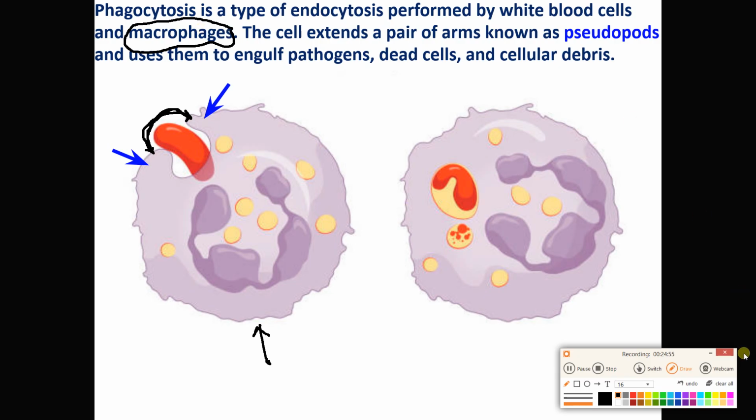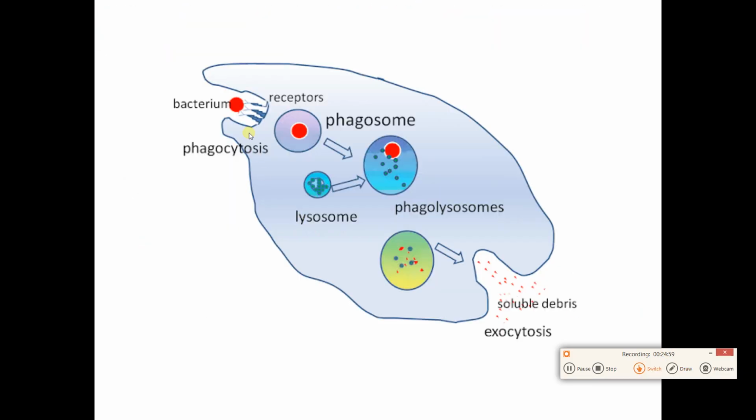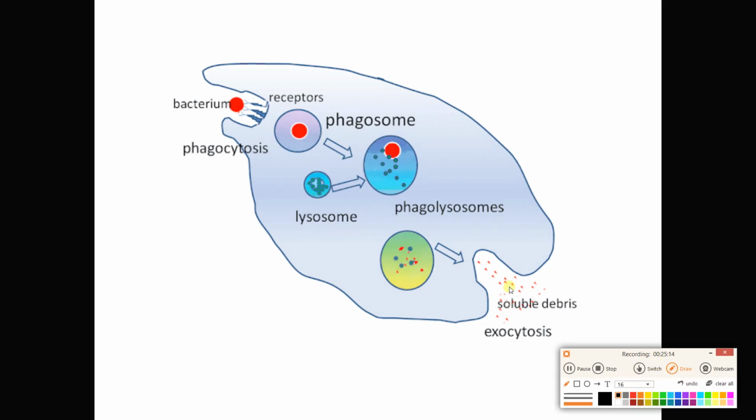Okay, let's look at one more picture of this. So here we have some phagocytosis going on again. This entire big thing here is my macrophage. There's a bacterium. My macrophage sticks out these two arms, which are called pseudopods. This spot and this spot, they're going to fuse together.